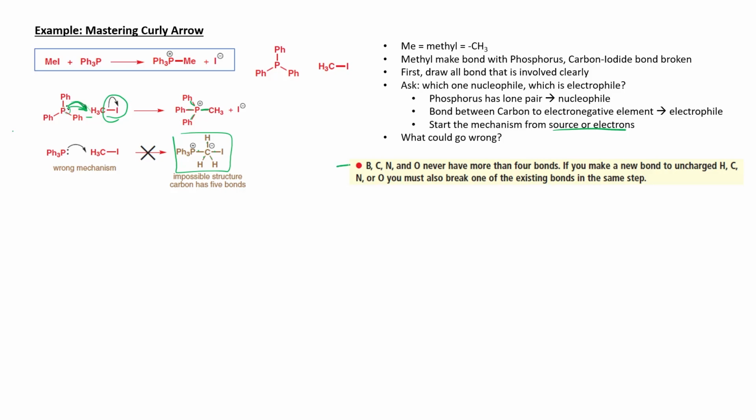So if you look here, boron, carbon, nitrogen, and oxygen never have more than 4 bonds. If you make a new bond to an uncharged atom, you must also break one of the existing bonds in the same step. That's important. If you don't do that, it's not possible. An impossible structure will be yielded.